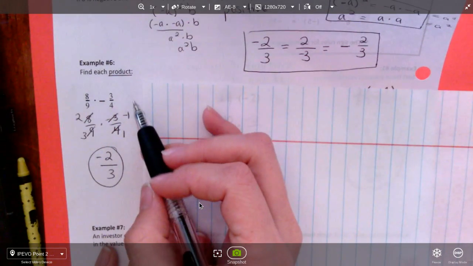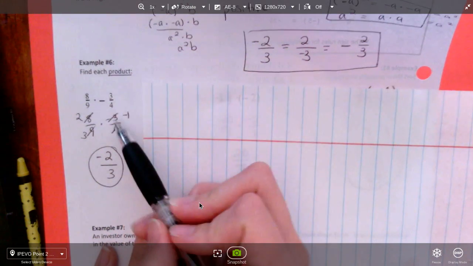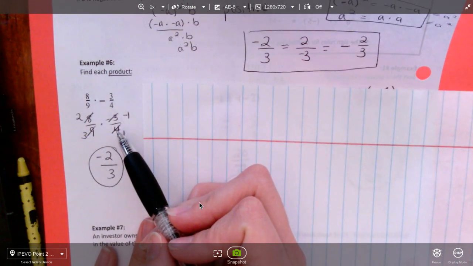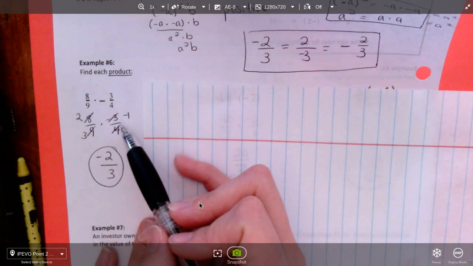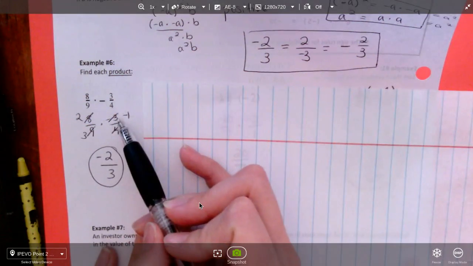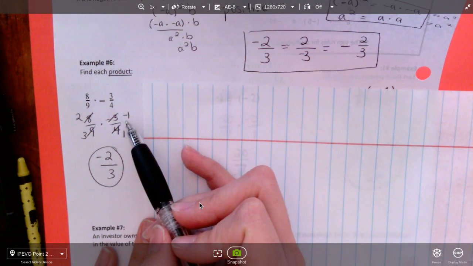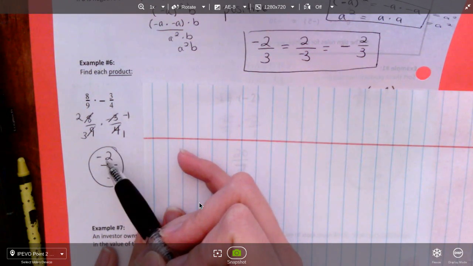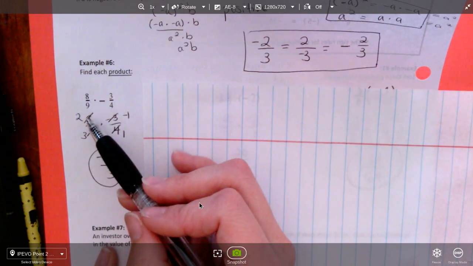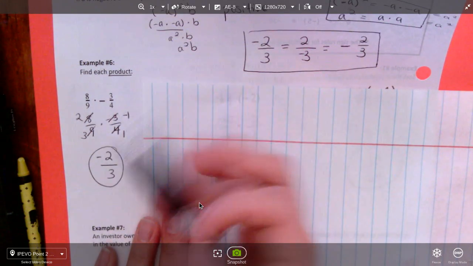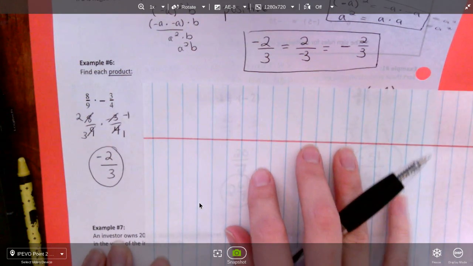So I've got 8/9 times negative 3/4. We saw that we could cross cancel with both of those. Be careful that when you cross cancel with the 9 and the negative 3, that you have, I actually rewrote this as -1. You don't want to lose that negative sign, because if you lose the negative sign there, your answer will be incorrect at the end. So I cross canceled both the 8 and the 4 as well, and I ended up with negative 2/3.